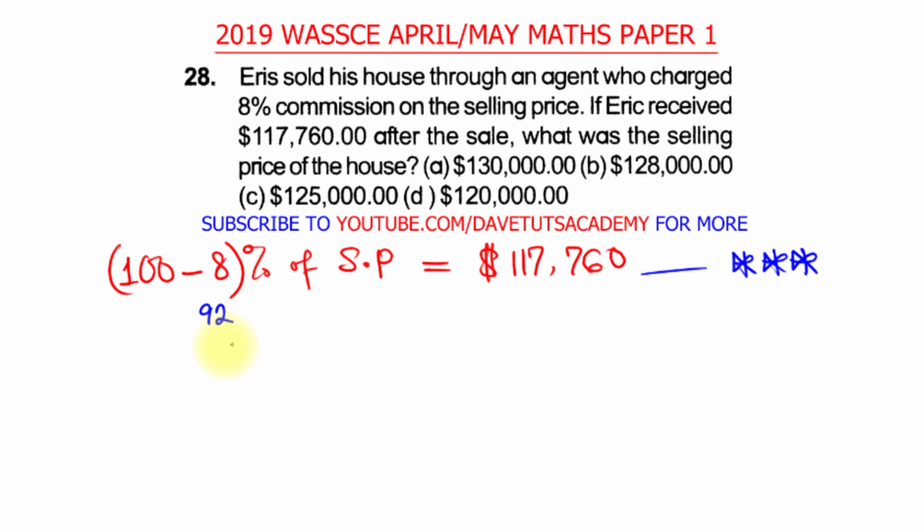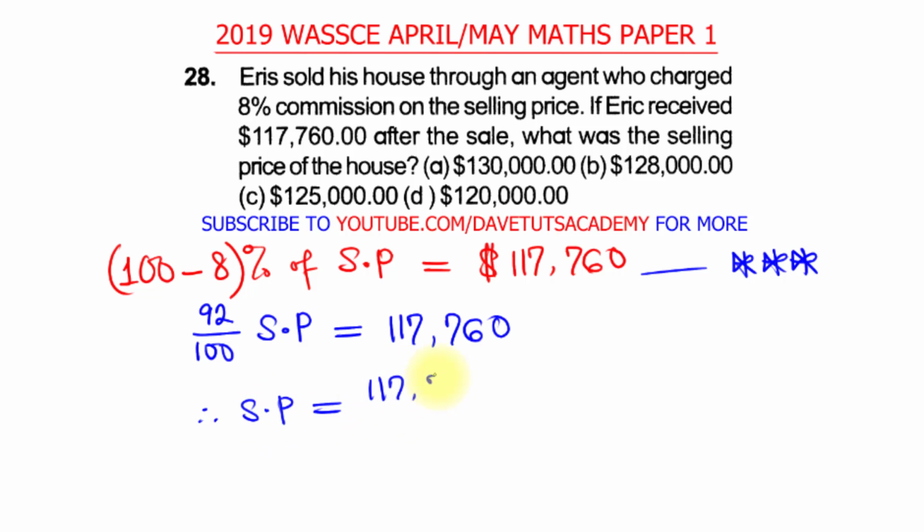Okay, so we can say 92 over 100 multiplied by the selling price is 117,760, and in that case the selling price will now be 117,760 multiplied by 100 over 92. I hope you get this expression, because when you say percentage, you're actually saying you are scaling it to 100, and that's why I just said 92 over 100.